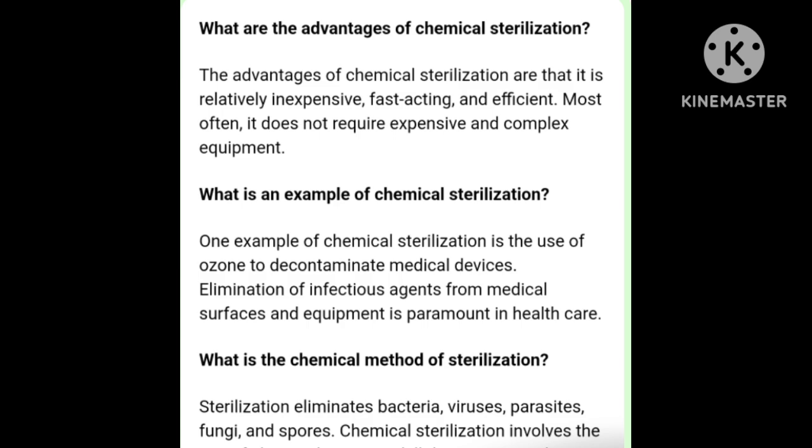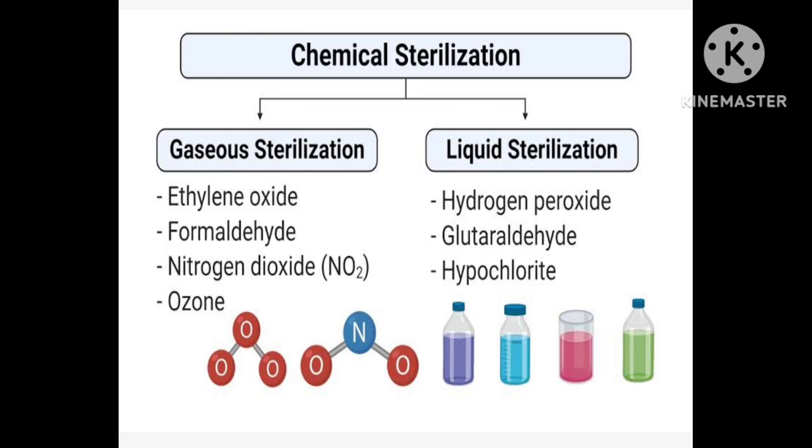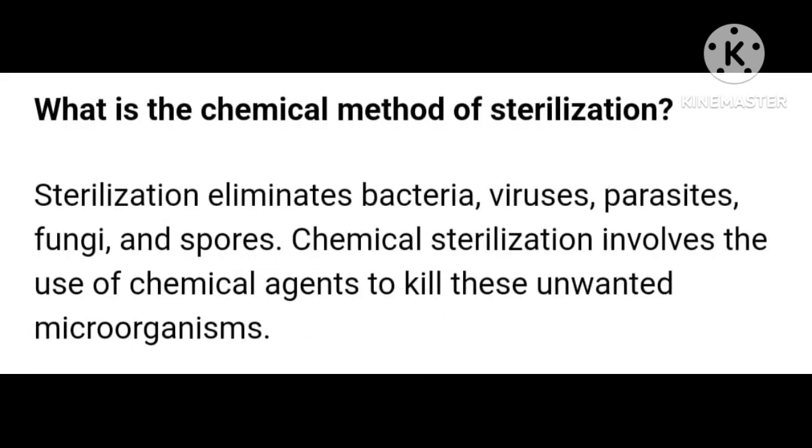What is the chemical method of sterilization? Sterilization eliminates bacteria, virus, parasites, fungi, and spores. Chemical sterilization involves the use of chemical agents to kill these unwanted microorganisms.